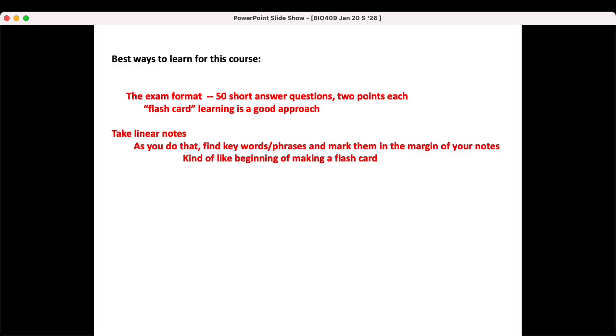So the exam format, again, 50 short answer questions, kind of 2 points each. Sometimes they get bundled together, it's 4 points because it's a bunch of stuff we learned, and that kind of flashcard learning. Then we always take linear notes, like right now, whatever I'm talking about, we're just going through it. But it's good to reorganize those into topics and get them organized and laid out like that.